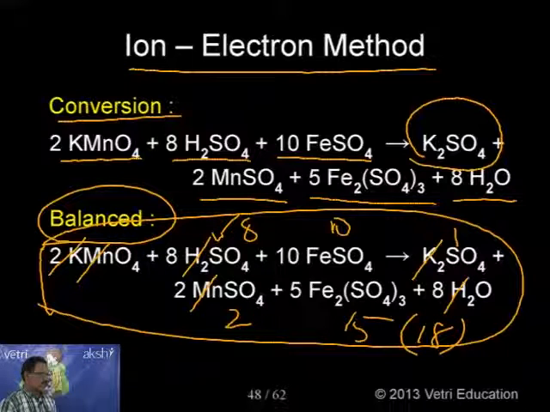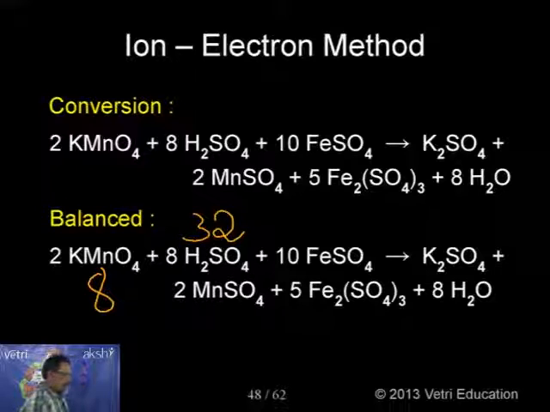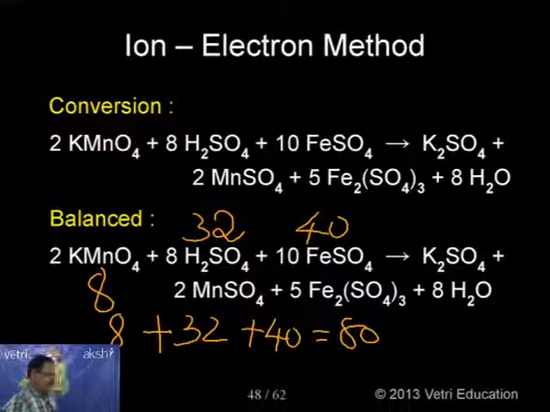So now the only remaining one is oxygen. Let me count oxygen. Here 2 into 4, 8 oxygen on the left side in this case. Here 4 oxygen in sulfuric acid, 8 into 4, 32. Then in ferrous sulfate 4 oxygen, 10 into 4, 40. So total oxygen on the left side is 8 plus 32 plus 40. Total is 80. Left side 80. Now we have to count the right side also, whether the total number of oxygen atoms are identical.